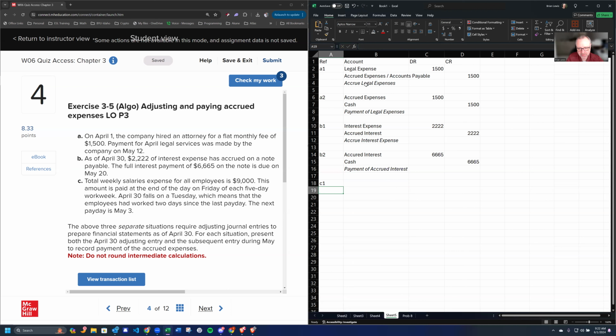Total weekly salaries expense for all employees is $9,000. This amount is paid at the end of the day on Friday of each 5-day work week. Oh, this is complicated. April 30th falls on a Tuesday, which means that the employees had worked 2 days since the last payday. The next payday is May 3rd. Okay, so we're going to calculate these and then just kind of figure it out.